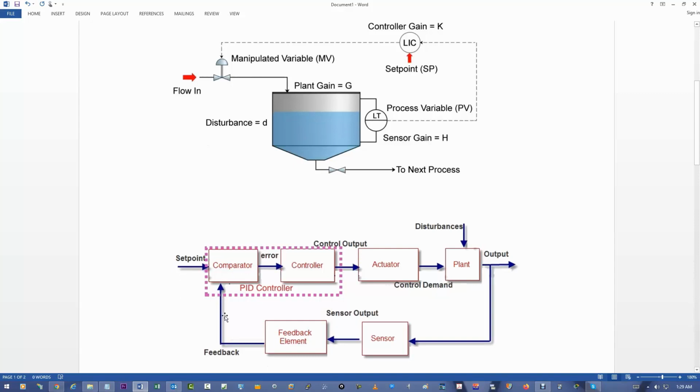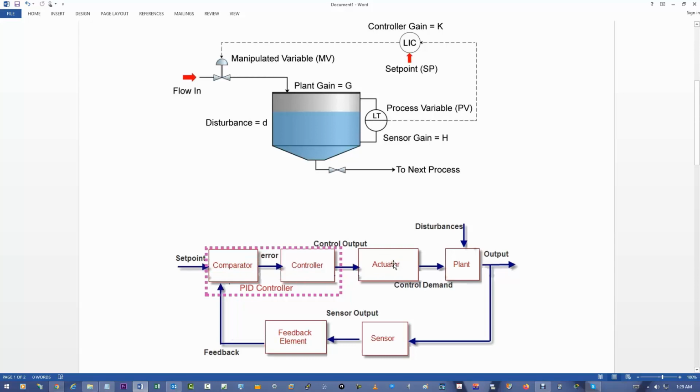The comparator takes the set point and the process variable. Usually we're using negative feedback, so we subtract the process variable from the set point. This is shown with a negative and a positive, like we showed up on the top. The comparator is inside the controller, inside the PID controller itself. It's done in the math of the PID controller.